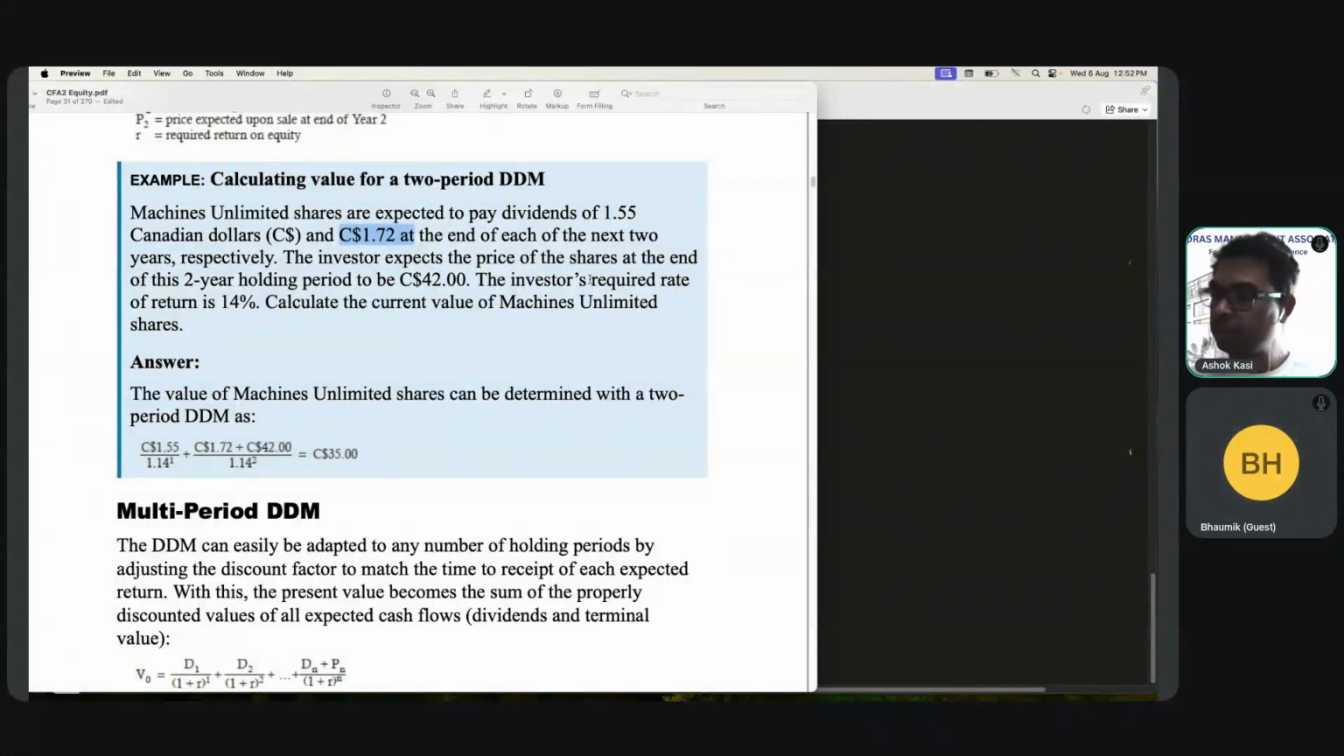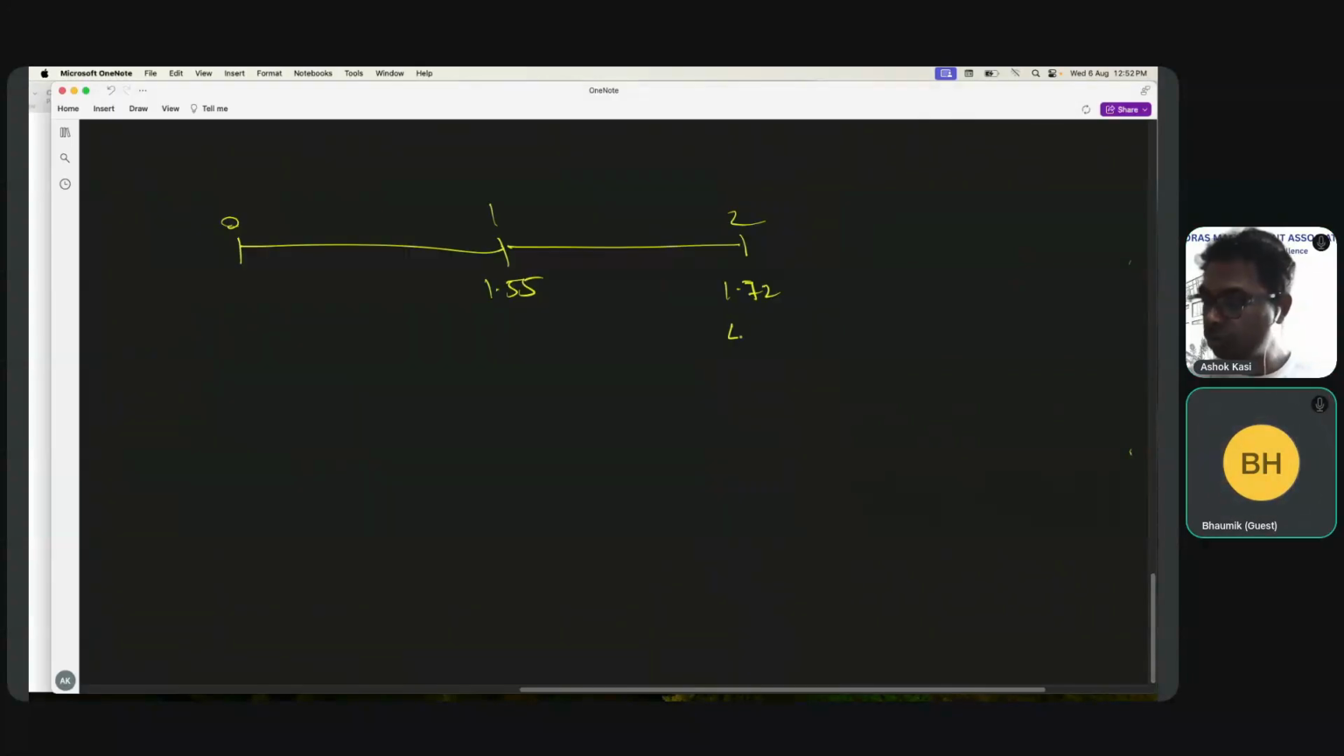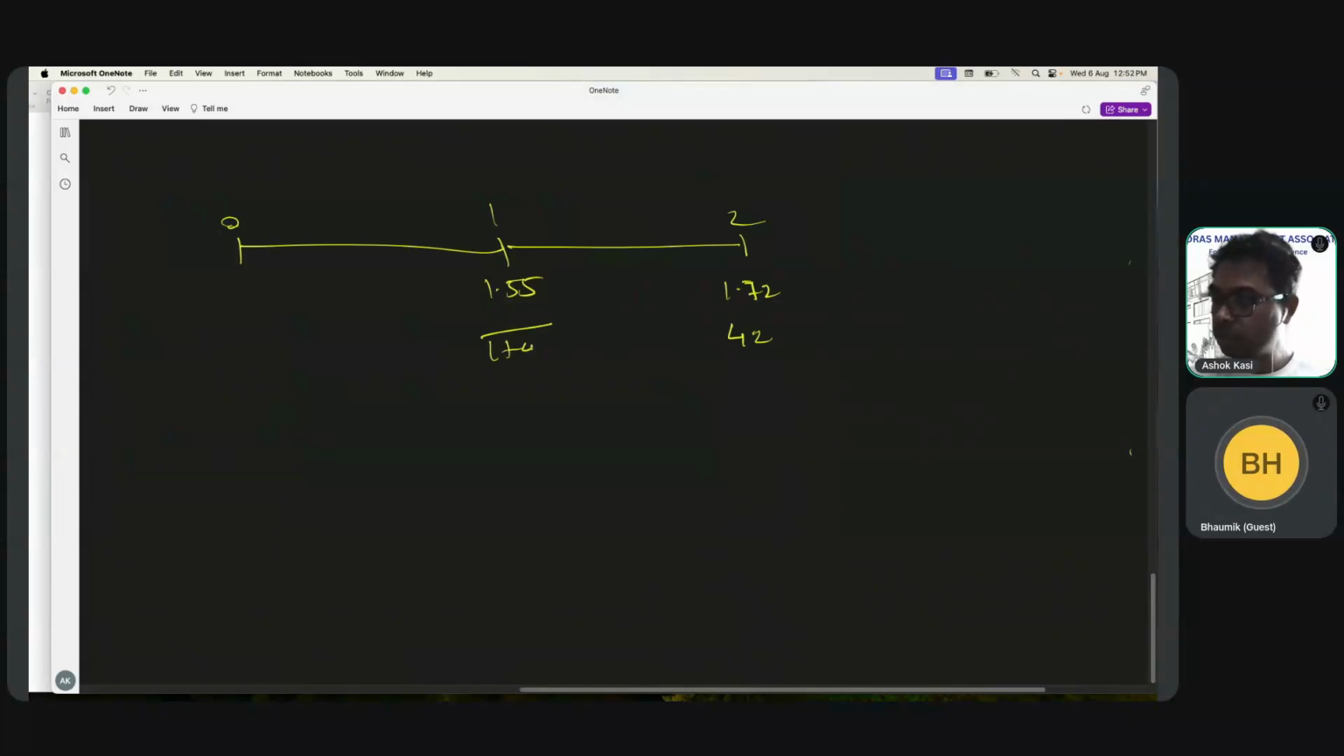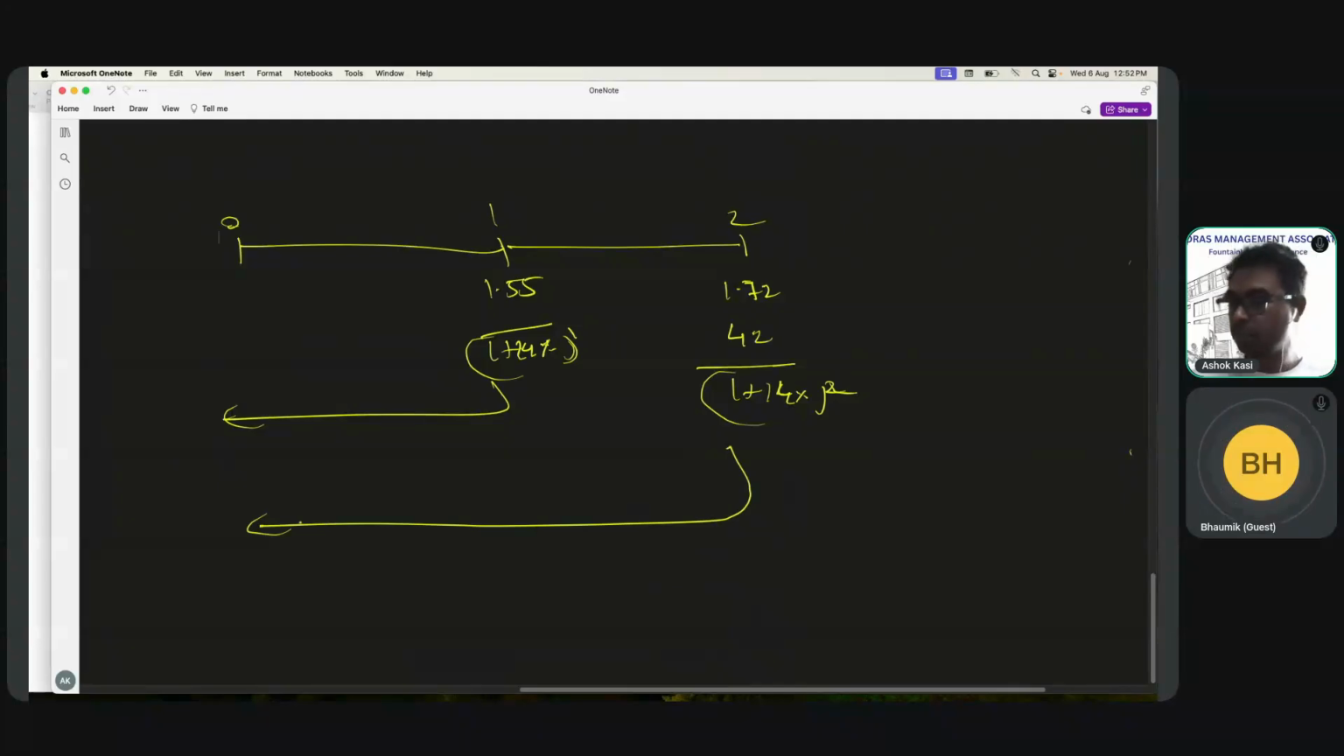The investor expects the price of the shares at the end of the 2-year holding period to be 42. The investor's required rate of return is 14%. So you have to discount with 14% and calculate. 1 plus 14% raised to 1, 1 plus 14% raised to 2, and then find out the value.